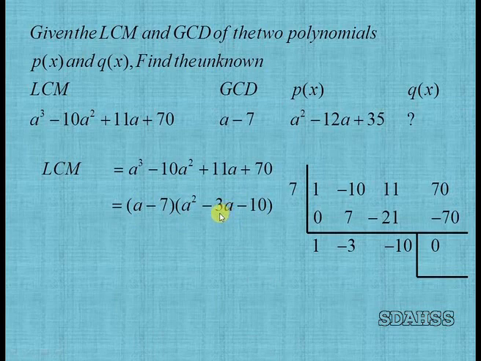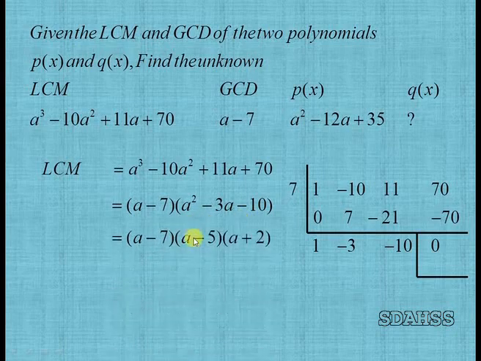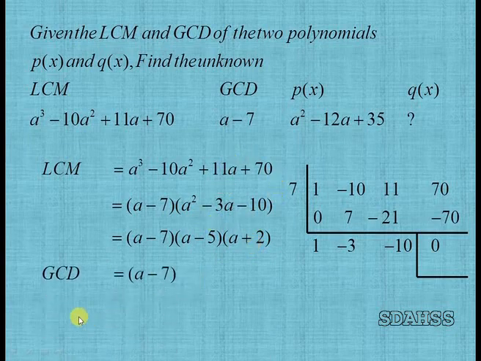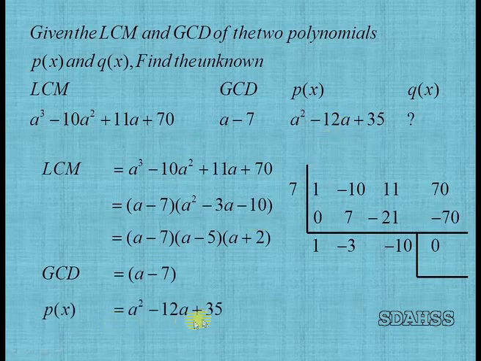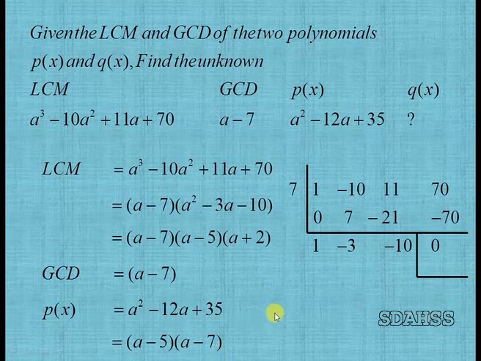Again factorize. Here minus 3 is the sum, minus 10 is the product. So if you factorize, you will get a minus 7 into a minus 5 into a plus 2. Then GCD is a minus 7. P of x is equal to a square minus 12a plus 35. Factorize. Sum minus 12, product 35. So 35 can be written as minus 5 into minus 7. So this must be written as a minus 5 into a minus 7.